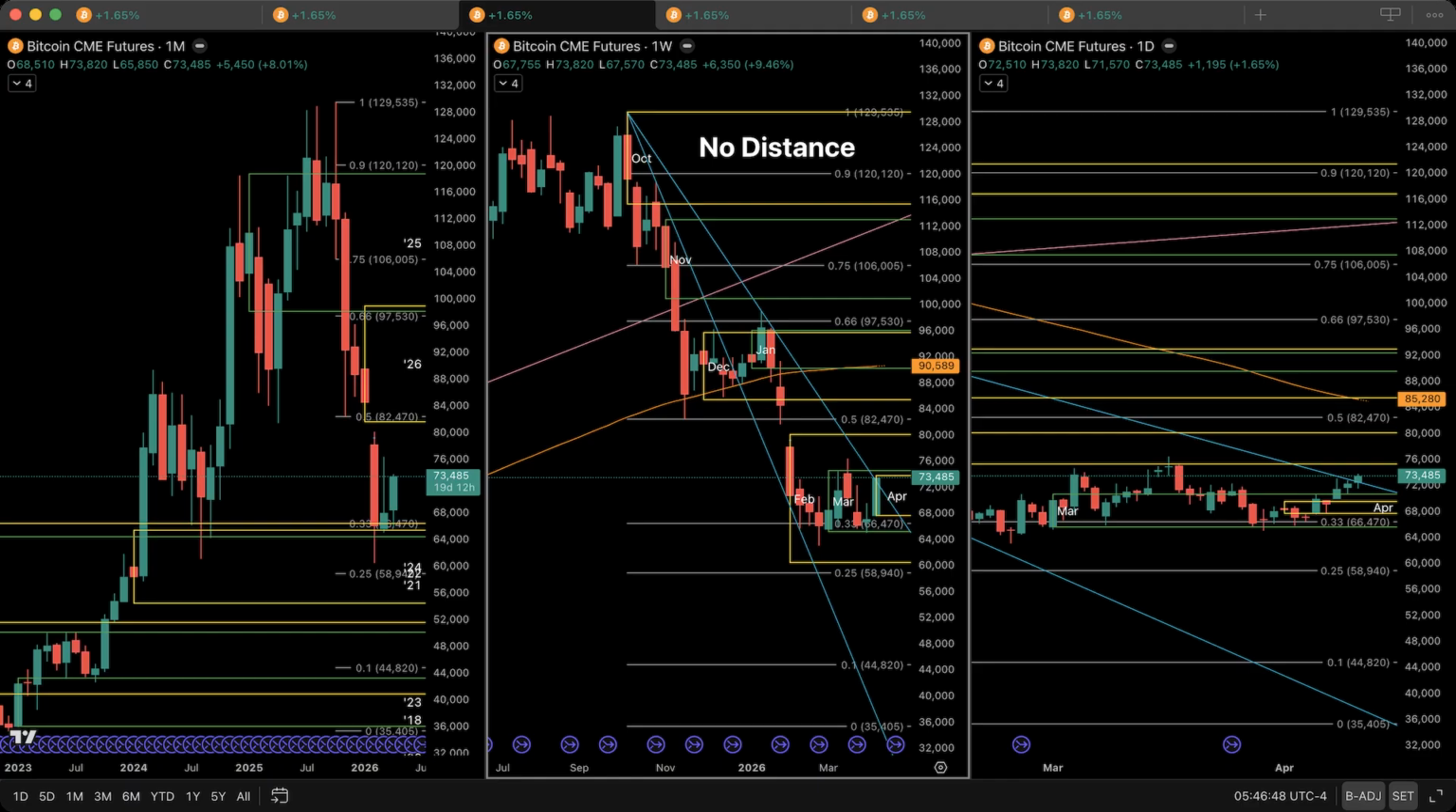Now move to the daily chart. The April daily anchor forms around the midpoint of the March structure. This is not a new location. It is inherited. The daily anchor forms inside prior monthly and weekly interaction. From this position, distance opens upward. Price moves toward the upper boundary of the March range. It reaches that level. Reaction appears.